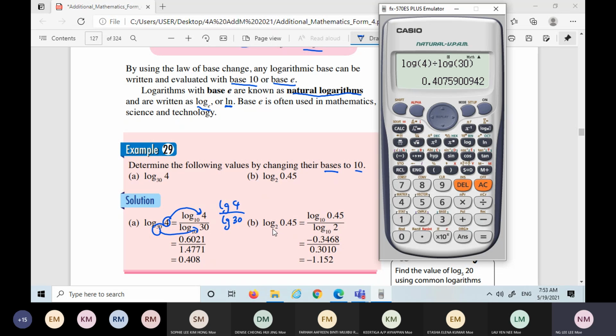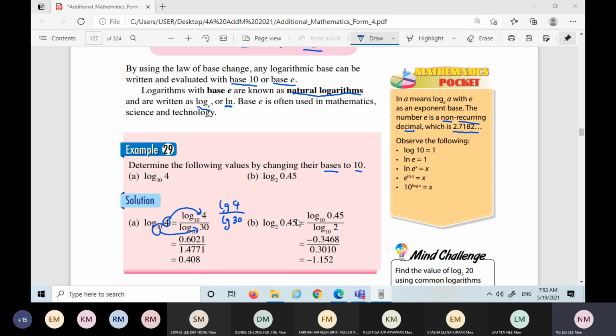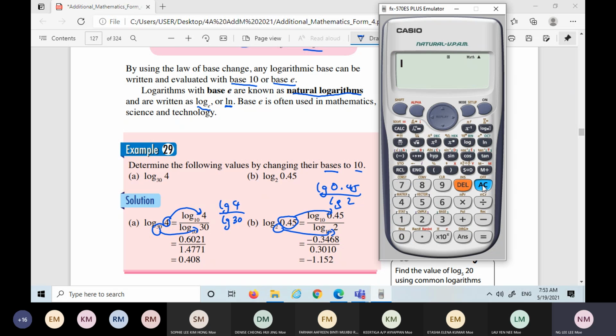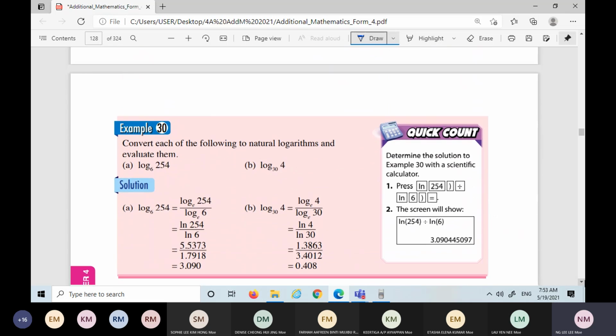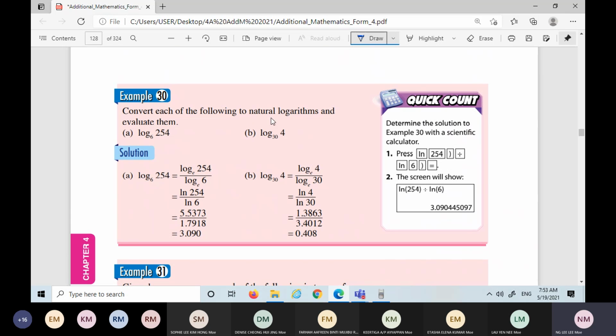Look at B, the same thing. Use base 10, so 0.45 is the numerator and 2 is the denominator. So you can do log 0.45 over log 2. Log 0.45 close bracket, divide by log 2. So this is the answer. We go to another example, example 30. Convert each of the following to natural logarithms and evaluate them.